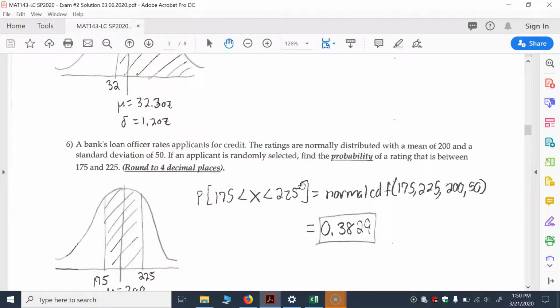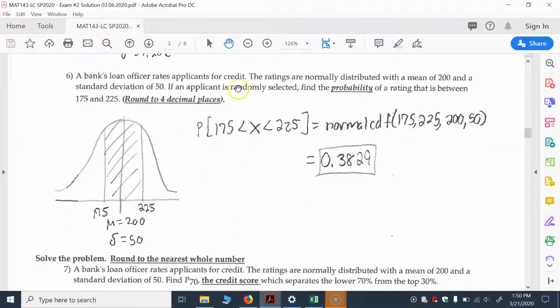And why don't I show problem 6? Similar problem, right? Bank loan officer rates applicants for credits. All right, there's our mean of 200, standard deviation of 50. And what's the probability of a rating between 175 and 225? So again, I'll draw the picture. And again, this is the probability we're looking for, X in this range of values. So lower bound will be 175, upper bound 225. Put those into normal CDF. There's your mu and sigma. Probability is 0.3829.